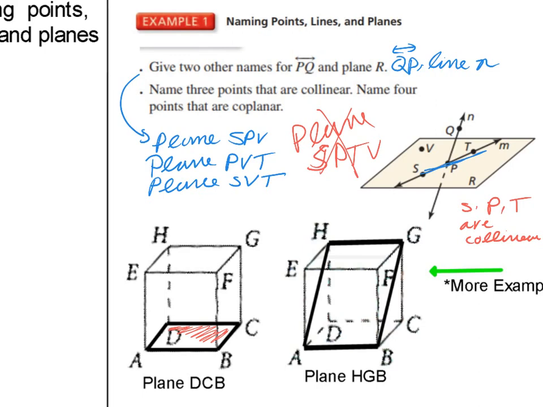But then I could also draw lines above here and create another plane, right? Which I did right there. So you also have a plane HGB, and H, G, B, and A are all coplanar. Questions? Okay, excellent.